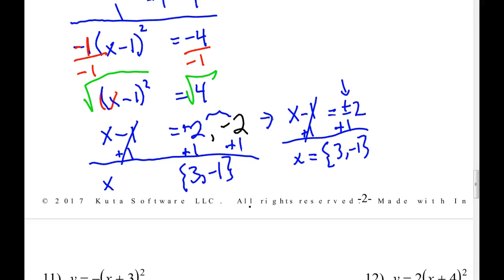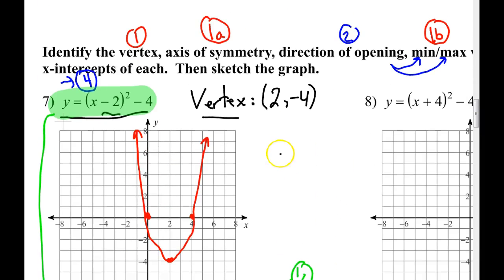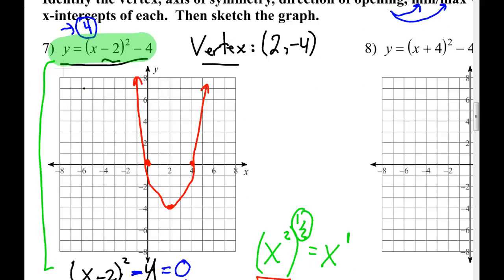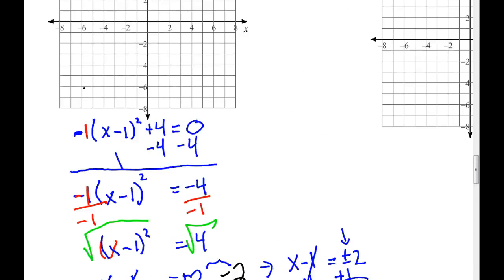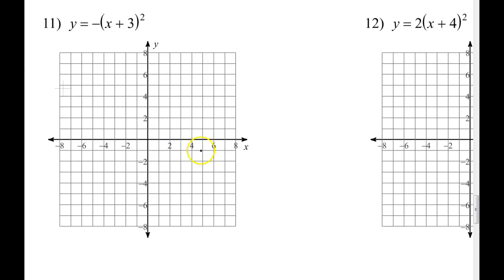All right, good. And then you go back and you do all the other parts. So you still need to do axis of symmetry, direction of opening, min, max, everything else. All I did is the 4th part. Okay, you have to do the rest still. All right, on the next page, what's different about this?